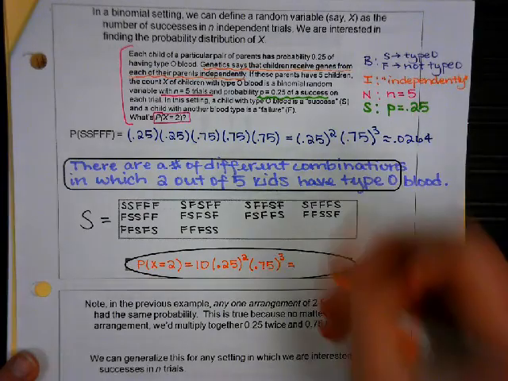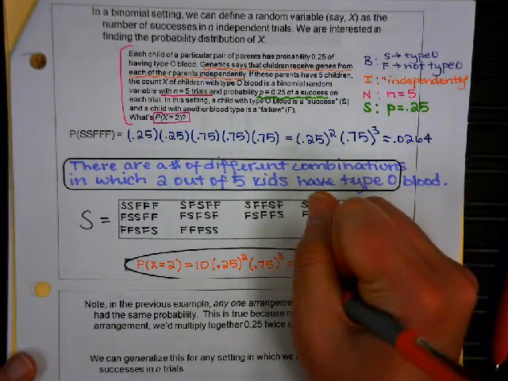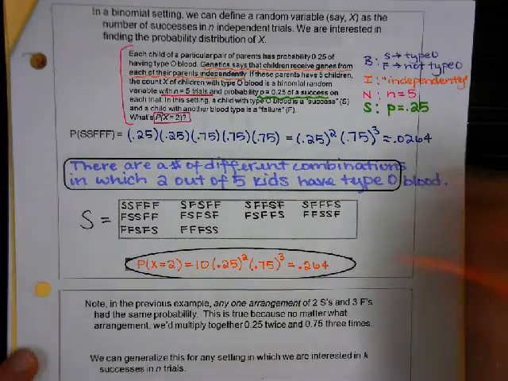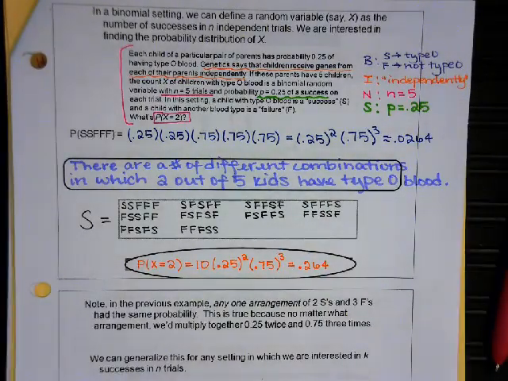So the probability that these parents have 2 kids with type O blood out of their 5 kids is about 26.5%. Questions? No? All right.